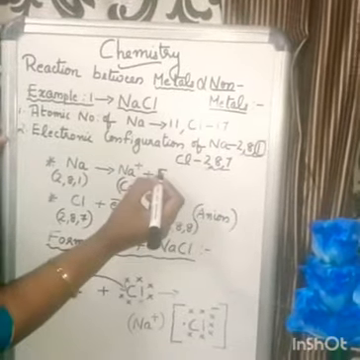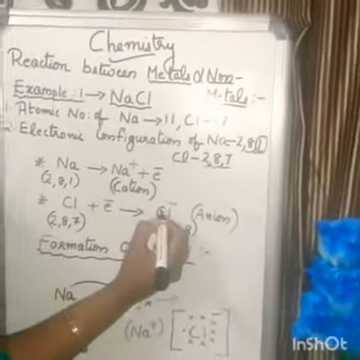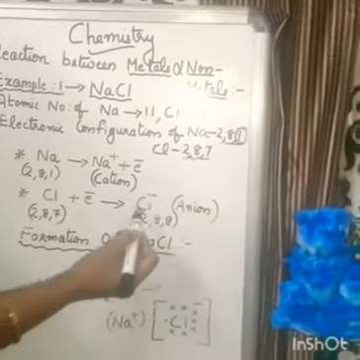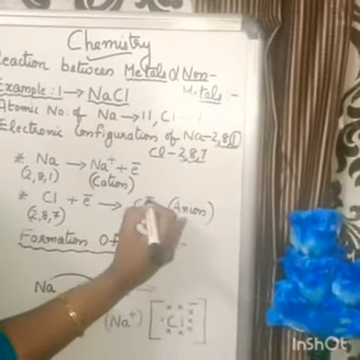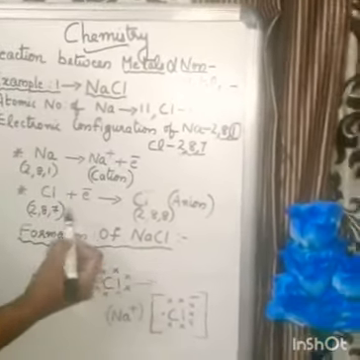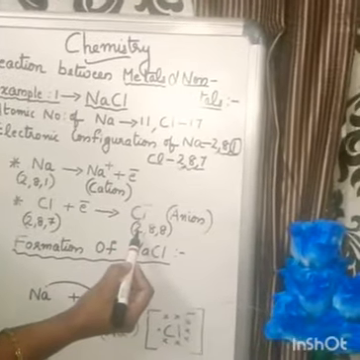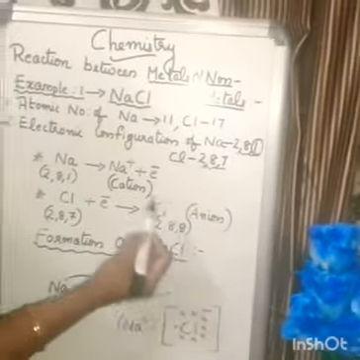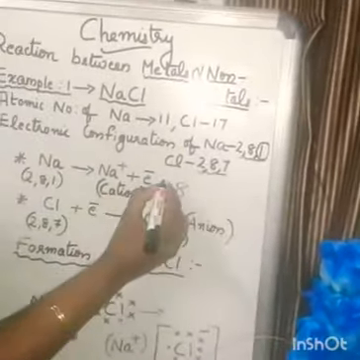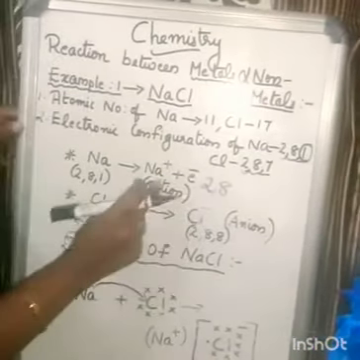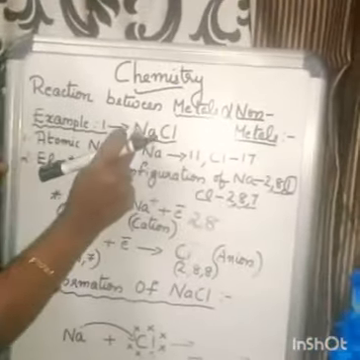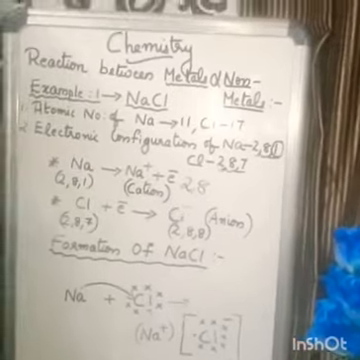This lost electron is given to chlorine. So chlorine receives this 1 electron and it becomes Cl minus. When an atom receives an electron, it gets a negative charge and forms an anion. After receiving the electron, chlorine's electronic configuration becomes 2,8,8 and that of sodium becomes 2,8. So it is actually the giving of an electron by one element to the other to become stable.